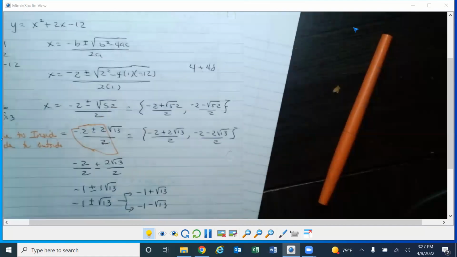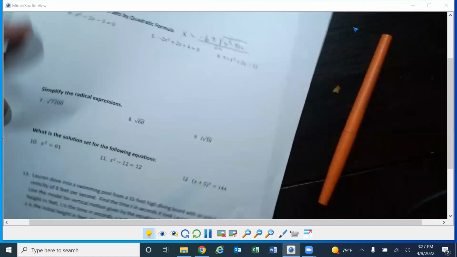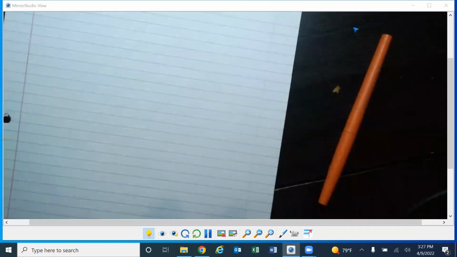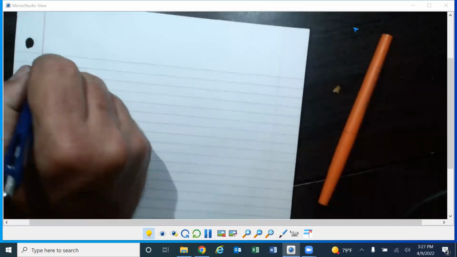All right, so let's get going. We're on number 7 now. Number 7 is the one down here where you're simplifying the radical expression. I'm going to go through this pretty quickly. All right, so number 7, here we go.